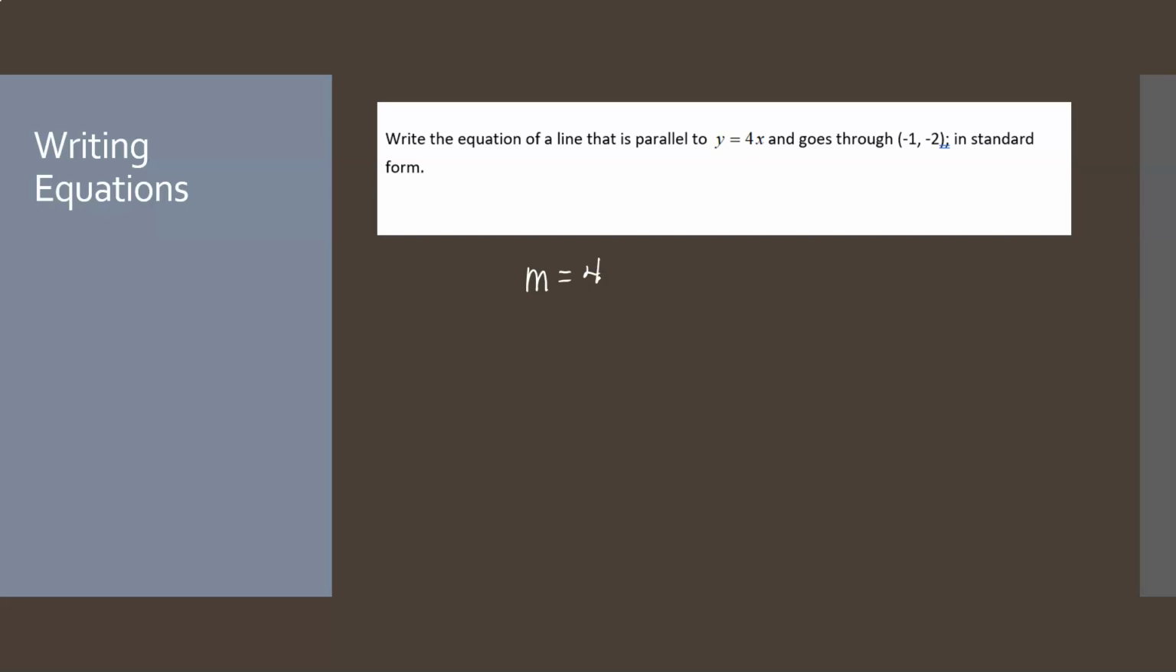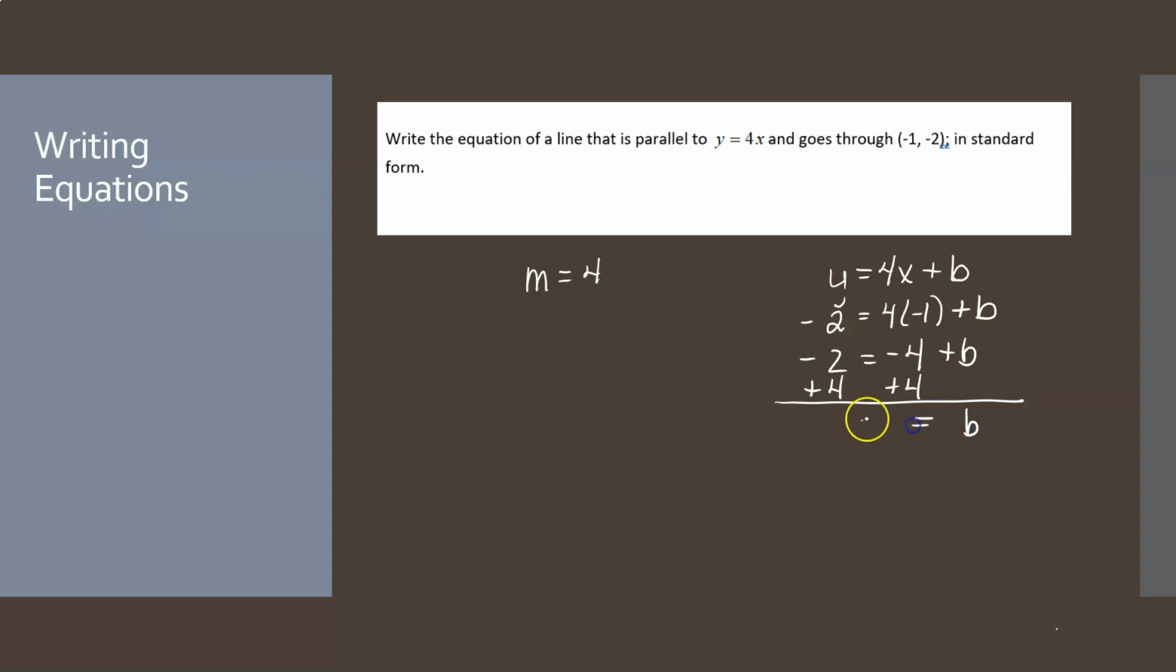Now let's get our y-intercept. I'm going to do it this way. I'm going to go to my slope-intercept form. You can also go to point-slope form, but I'm going to plug in my coordinates to solve for b. So I have negative 2 equals negative 4 plus b. And I add 4, so I have b is equal to 2.